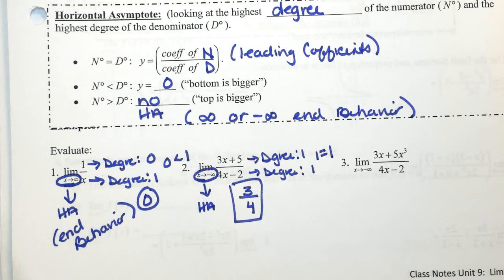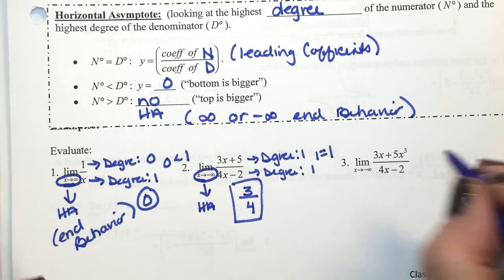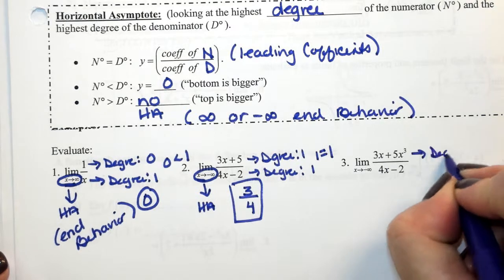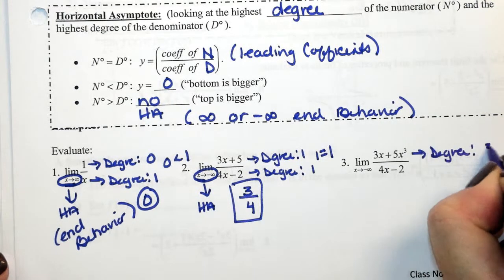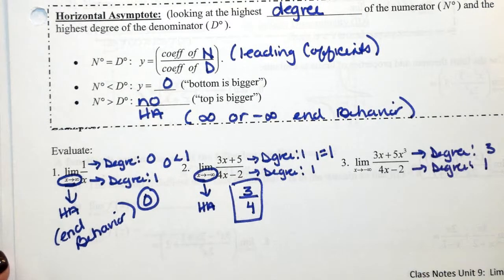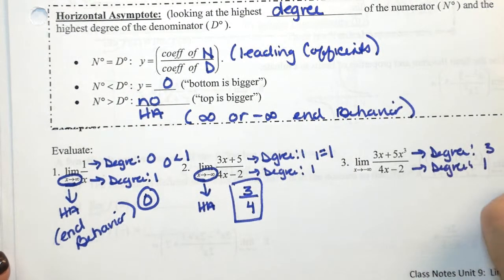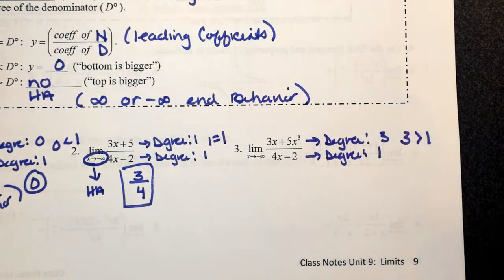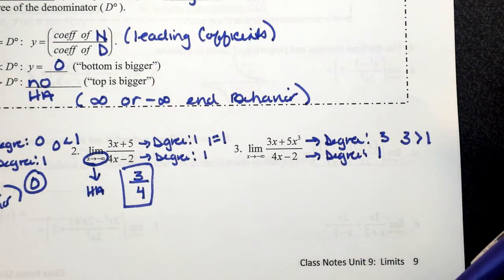So now let's take a look at number 3. What's the degree of the numerator? The degree of the numerator is 3. What's the degree of the denominator? 1. So we know that 3 is greater than 1. So since the top is bigger than the bottom, what's the horizontal asymptote going to be? There isn't one.